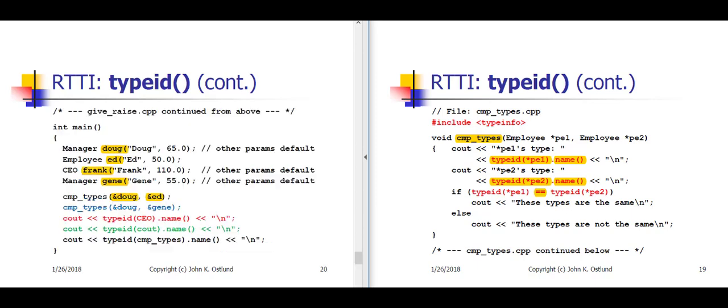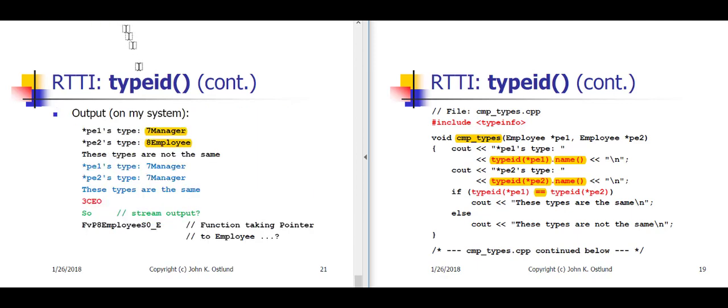Going back to our program, we next compare the types of Doug and Gene. This time, both Doug and Gene are managers, and so their type IDs are going to match. We get told that star PE1 is a manager, star PE2 is a manager, and these types are the same. Okay? Now let me display the program on slide 20 on the right-hand slide here.